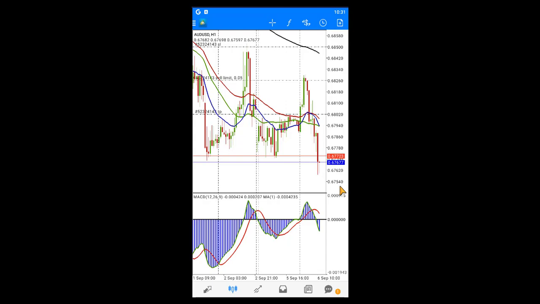0.67540. If this price can touch 0.67540, I will say the market will continue to go down. Okay. Then of course, since it's a sell, our take profit has to be lower. So let's use a 30 pips take profit, becomes 0.67240. So going down by 30 pips.